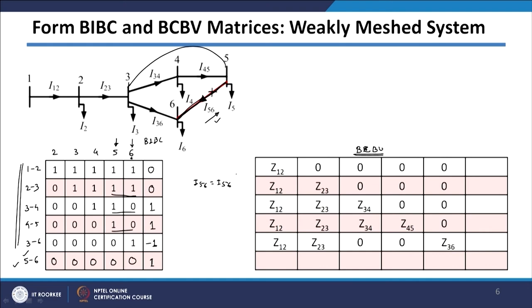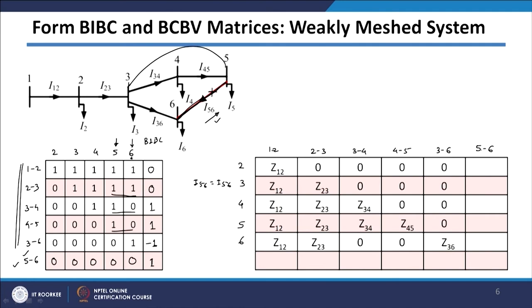So, we have seen that here we give node numbers 3, 4, 5 and then 6, and here we give branch numbers. So, it is 1 to 2, 2 to 3, 3 to 4, 4 to 5 and 3 to 6, and this is corresponding to 5 to 6.